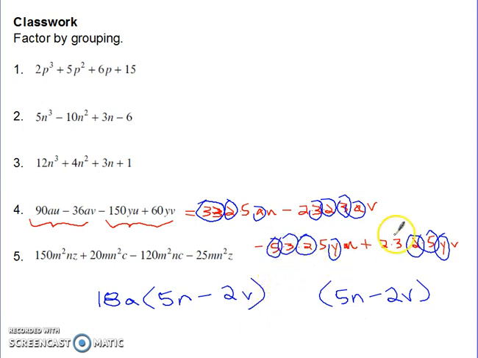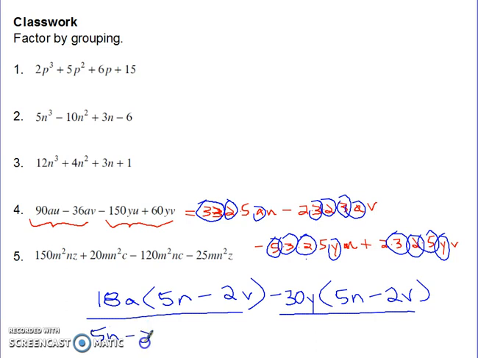And we have a 3 in both. So 5 times 3 is 15 times 2 is 30. We pick out a 30y from both. And I'm going to pull out a negative from both so that my signs will match. And that enables me to factor the same group out of both, which is the 5n minus 2v.